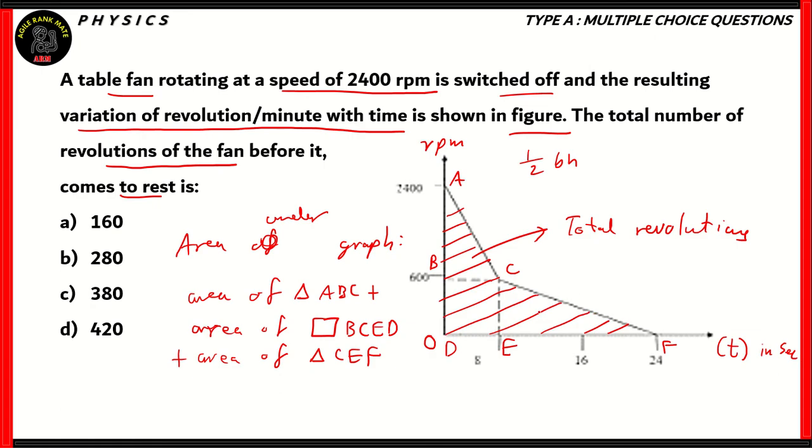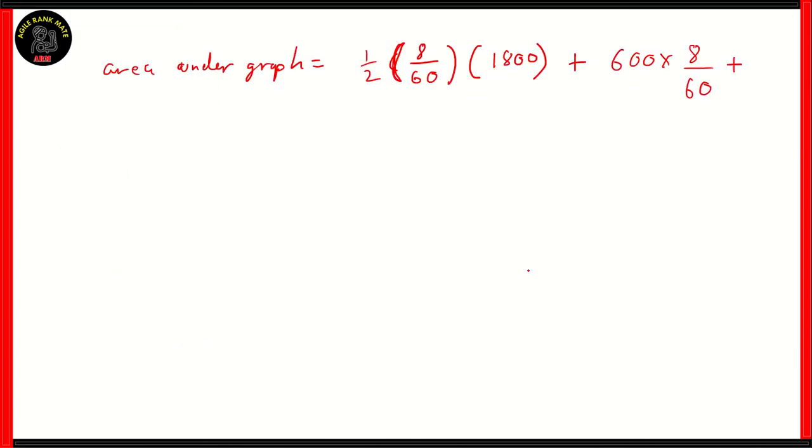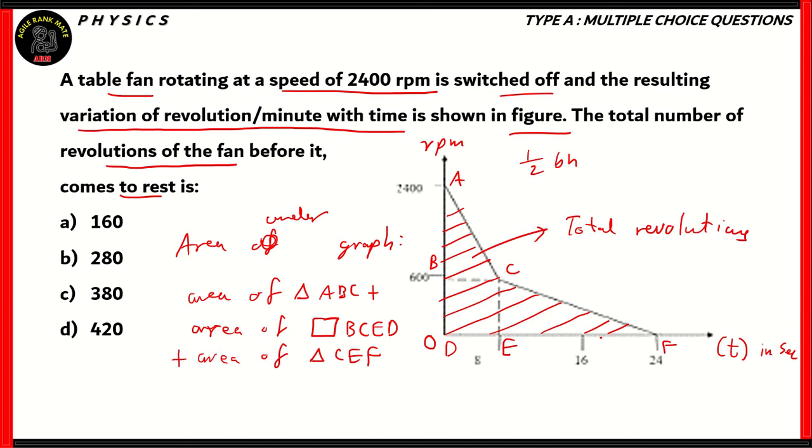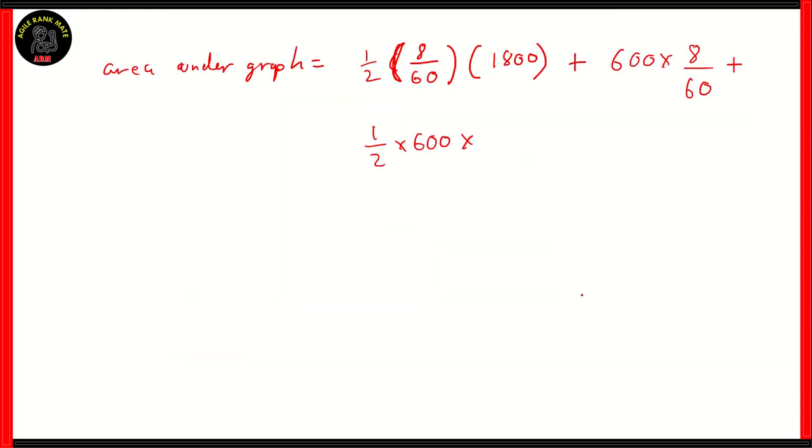Now, the third area is area of triangle CEF. Now in CEF, the height is from 0 to 600. This line is corresponding from 0 to 600, so the height would be 600. And the base, which is time, would be from 8 to 24, which is 24 minus 8. That would give us 16 seconds. So we have to convert that into minutes. So 16, divide that with 60. All right. So this is how the area would look like.